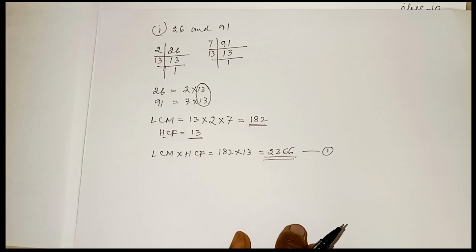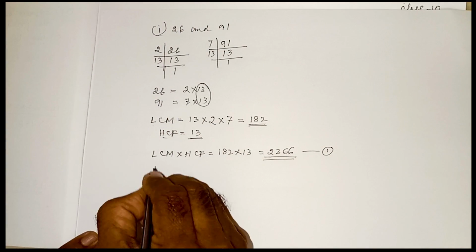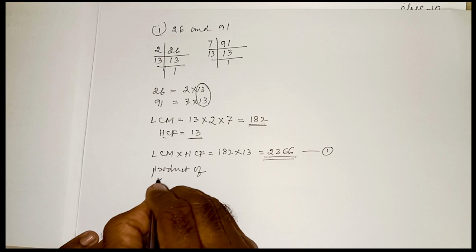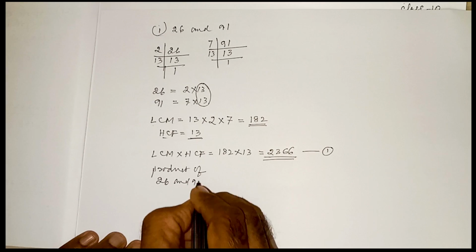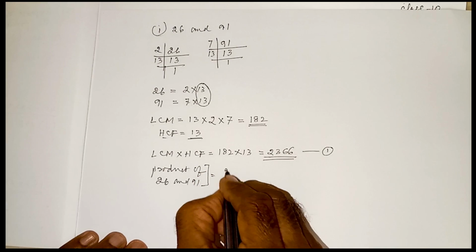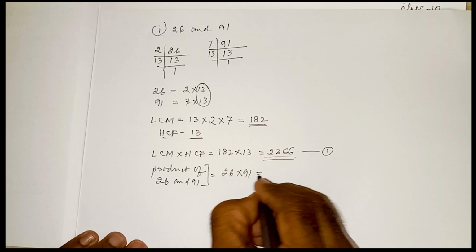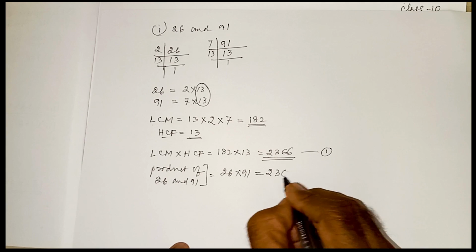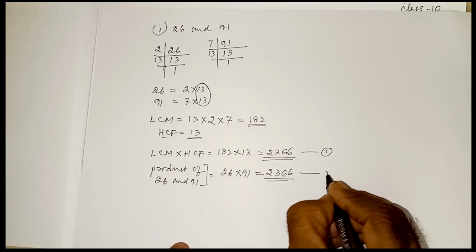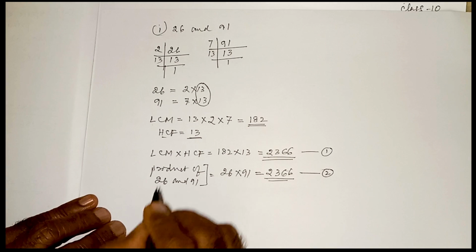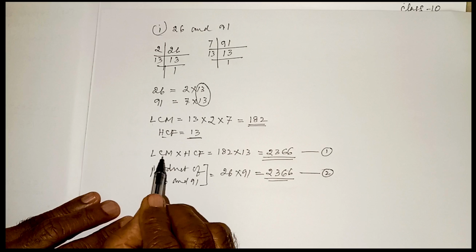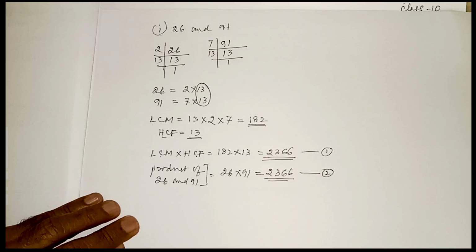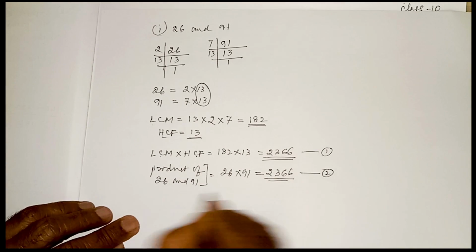Now let us try to multiply the numbers 26 and 91. We write down 26 into 91. When you multiply these two numbers, you get again 2366. This is our second case. By this observation, you find that the product of LCM and HCF of these two numbers and the product of these numbers are same. This is the answer.